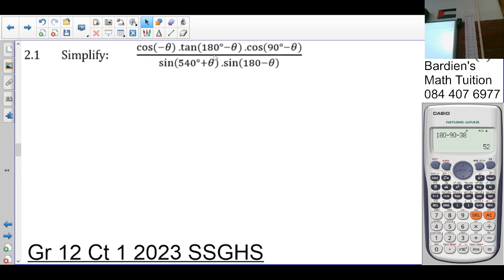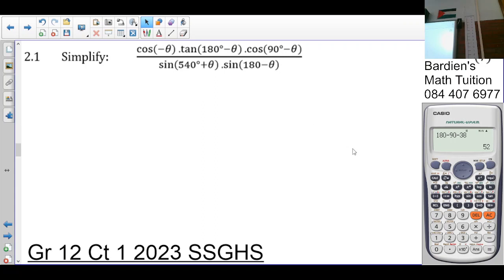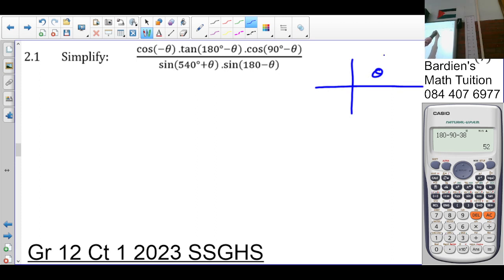In question 2.1, we are given a negative angle, so what do we do? I add 360. That's 180 degrees there. So if I add 360 to that, it becomes 360 minus theta. 360 minus theta takes you to the fourth quadrant.